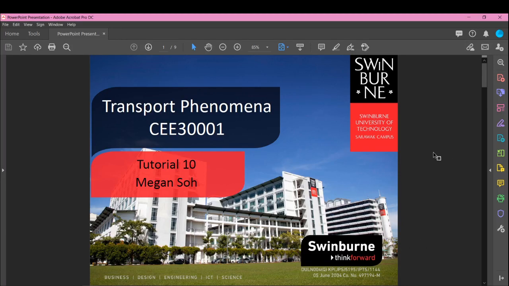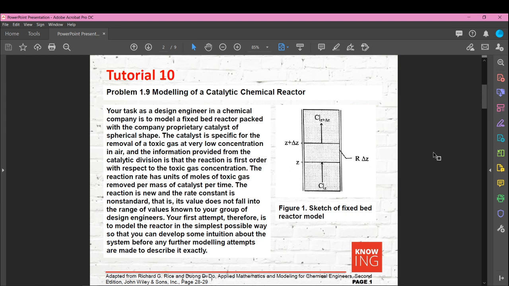Okay, so for tutorial 10, modeling of a catalytic chemical reactor, your task as a design engineer in a chemical company is to model a fixed bed reactor packed with the company's proprietary catalyst of spherical shape. The catalyst is specific for the removal of a toxic gas at a very low concentration in air, and the information provided from the catalytic division is that the reaction is first order with respect to the toxic gas concentration.